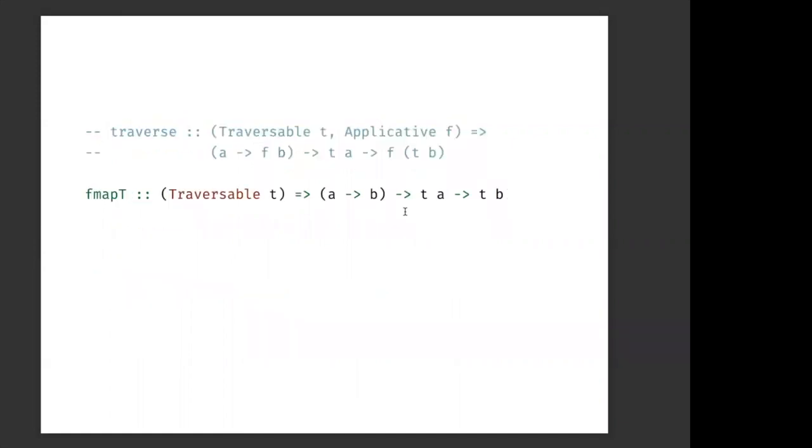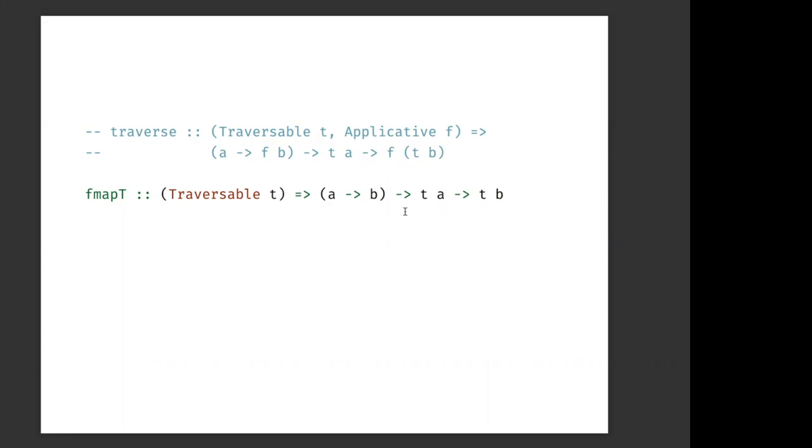So fmap. If we have a traversable, that means we are able to use this traverse function. And if we look at the type signatures, they almost align, but we have this one small annoying thing, which is this F. In the function argument, you give fmap an a arrow b, traverse wants an a arrow f of b. And then the result of fmap is just going to be a t of b. Traverse is going to give you an f of t of b, right? So you have this extra f wrapping things, which can be kind of annoying.